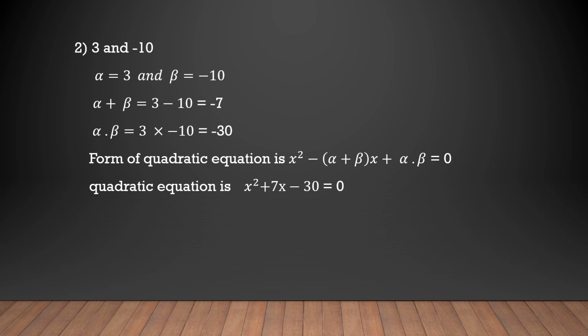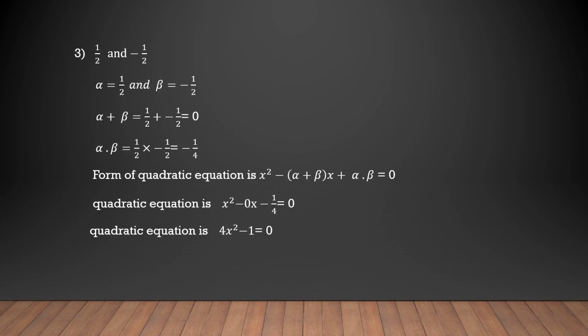Then we put the value of alpha plus beta and alpha into beta in the form of quadratic equation, which is x square minus (alpha plus beta) x plus alpha into beta is equal to 0. So alpha plus beta is minus 7 and alpha into beta is minus 30. So we write x square plus 7x minus 30 is equal to 0. Here the value of b is minus (alpha plus beta) and alpha plus beta is minus 7. So minus of minus 7 is equal to plus 7. So the quadratic equation is x square plus 7x minus 30 is equal to 0.